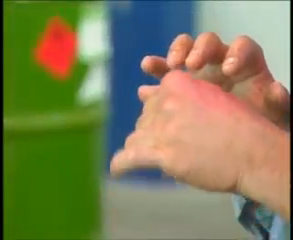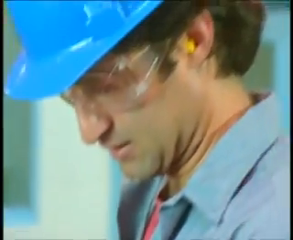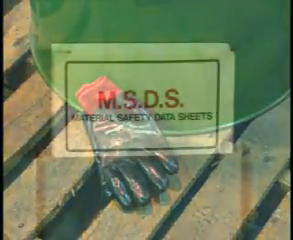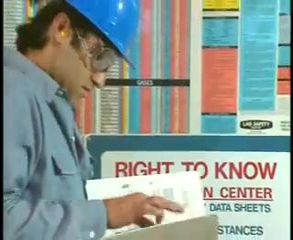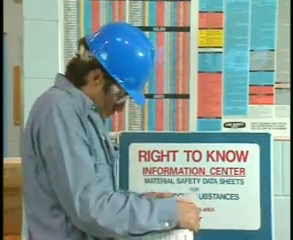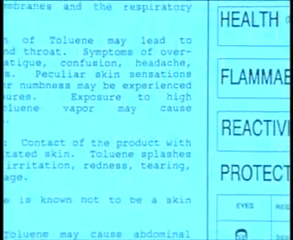For example, this worker doesn't know why his hand feels itchy and irritated. But earlier in the day, he worked with a chemical and forgot to wear his gloves. So he checks the MSDS and finds that skin contact with this chemical can cause irritation, which may not occur immediately. Always check the potential health effects in Section 3 when you need to know symptoms to watch for following contact with a particular material.